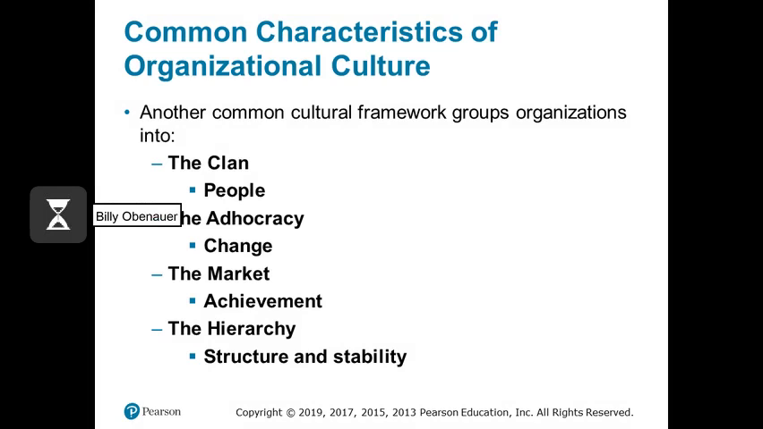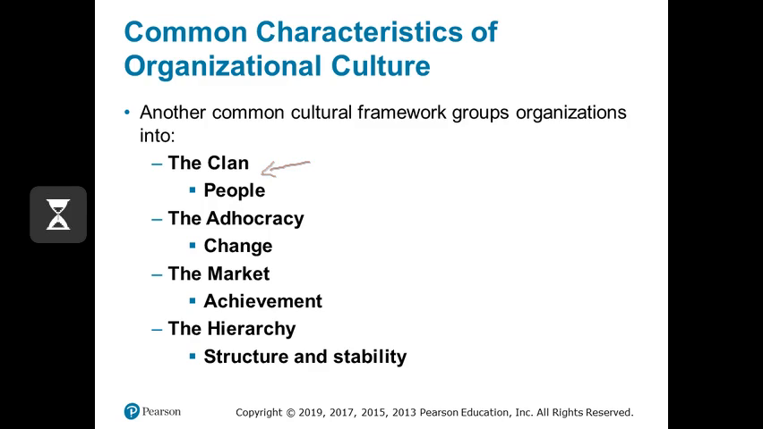Now, here we have another common framework for organizational culture. And what you'll notice as we look at this framework is that this cultural framework has a lot of overlap with the list of characteristics that we just looked at on the previous slide. So, first we have the clan, and this one really deals with human affiliation or our relationships with other people. All right. And that's a lot like the people customer orientation characteristic that we just talked about.